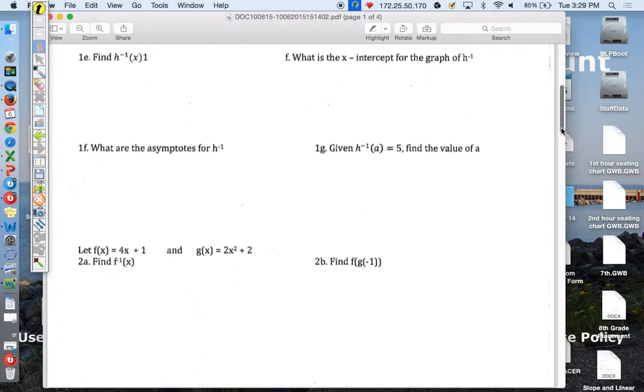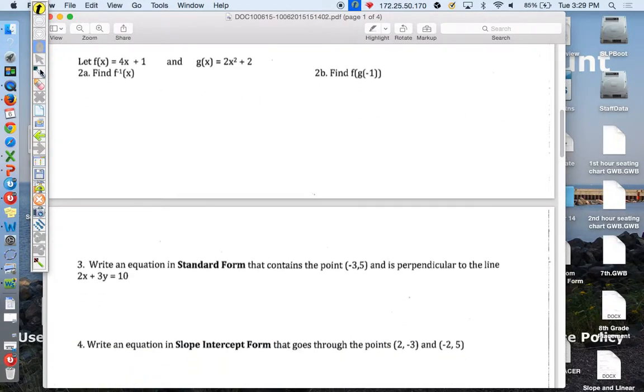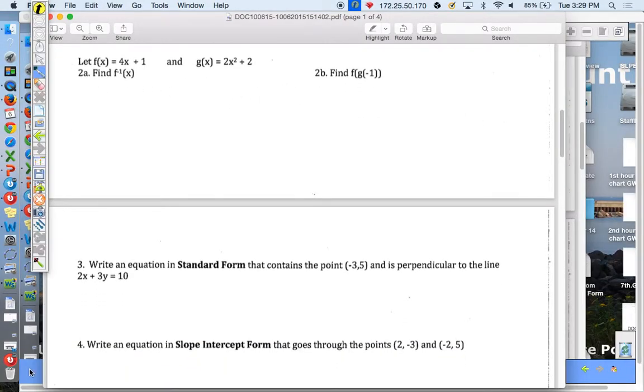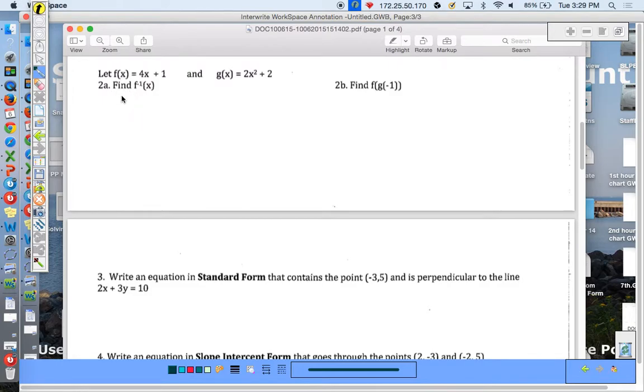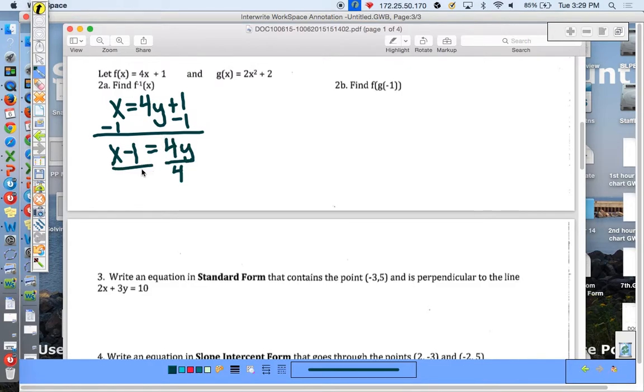So let's see what's left on the bottom of this page here. So the first thing we're asked to do is find the inverse. So we're going to switch our x and y. X equals 4y plus 1. Solve for y, subtract our 1. X minus 1 equals 4y. Divide by 4. So we have our inverse equals x minus 1 over 4.